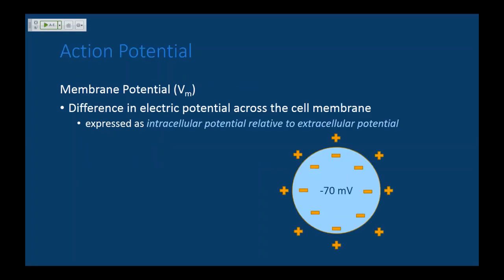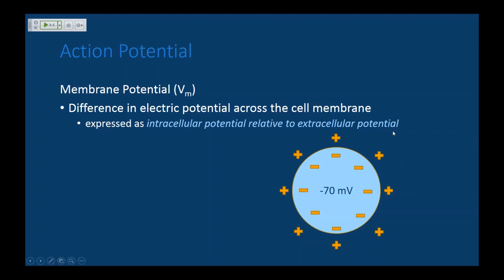But in order to actually understand the action potential, we again have to take a few more steps back and understand a little bit about the membrane potential itself and get into a little biochemistry of the membrane. So the membrane potential is defined as the difference in electrical potential across the cell membrane, and it's expressed as intracellular potential relative to extracellular potential.